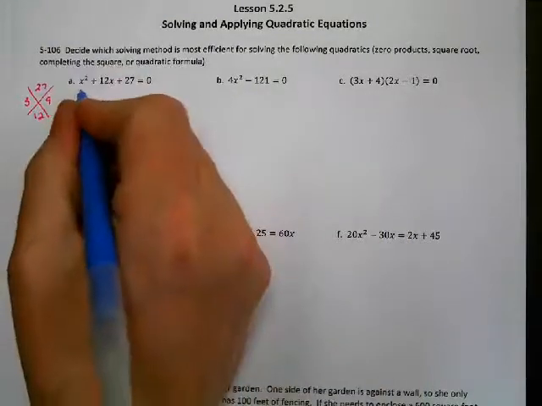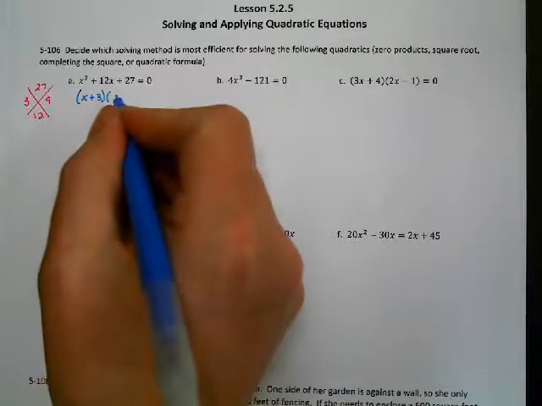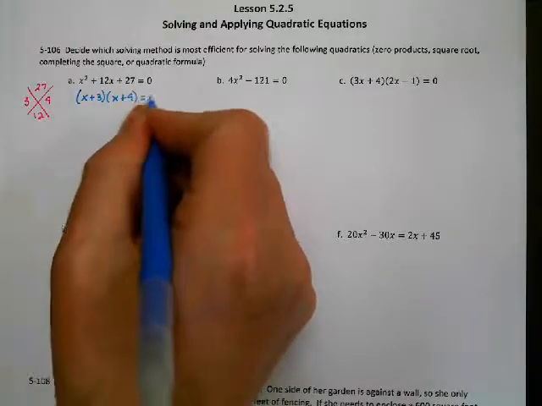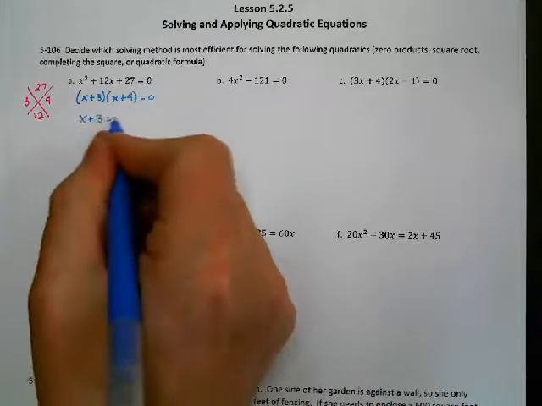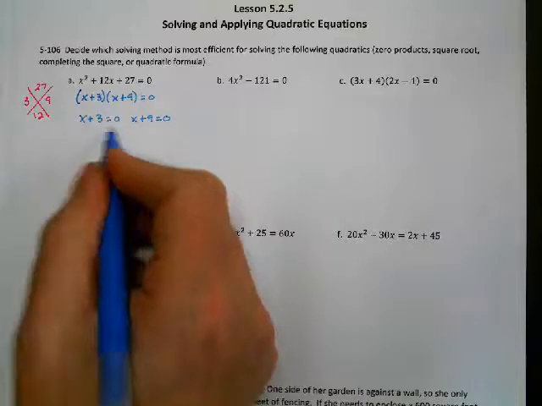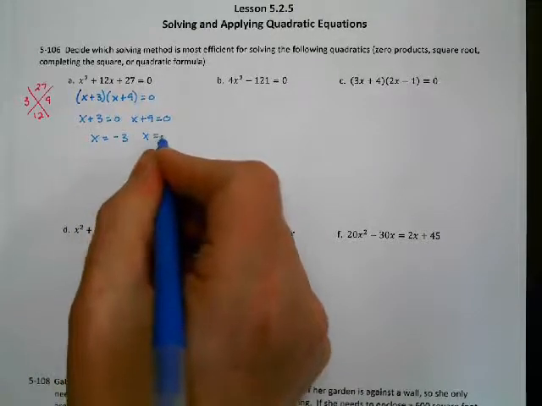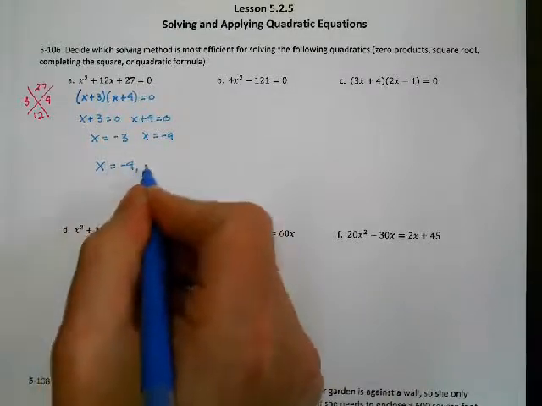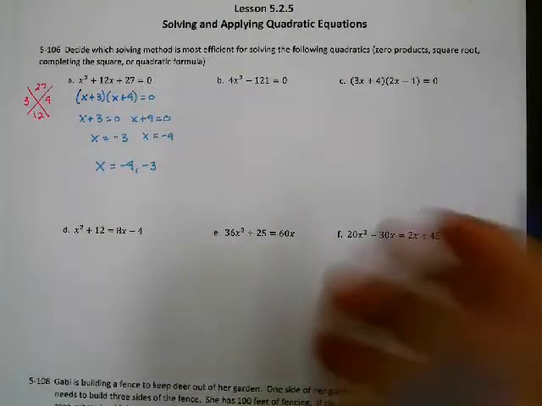So this one I can just say is x plus 3 times x plus 9. And then using zero products, I can say x plus 3 equals 0 and x plus 9 equals 0. So I can subtract 3 from both sides and get one of my answers as negative 3. Subtract 9 from both sides and get my other answer is negative 9. So my two answers are negative 9 and negative 3. Pretty quick because I knew how to factor.